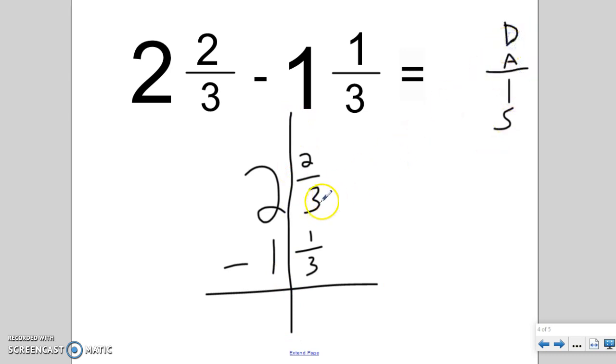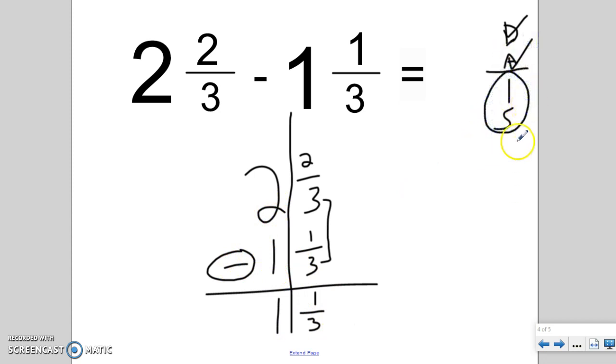We have the D, I can see the same denominator, so I'm good to go. A, so this is a subtraction problem, so I want to make sure that I subtract. So if I have 2/3 in my hand and I take away one of those thirds, I have 1/3 left. And if I have 2 and I take away 1, I have 1 left. So that's there. Now I want to check, is this the best possible answer?